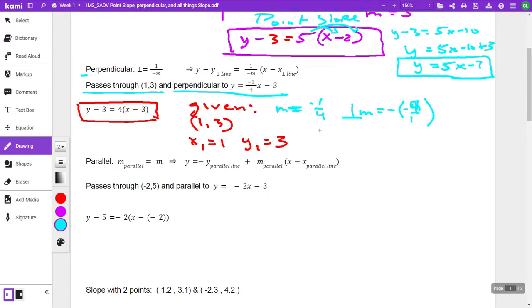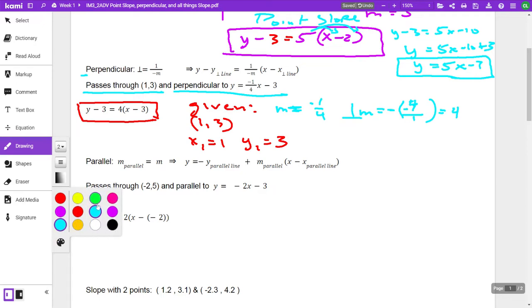Let's just clean that up, guys. Negative 4 over 1 is negative 4. Negative 4 times negative 1 is equal to 4. So my perpendicular slope is 4.